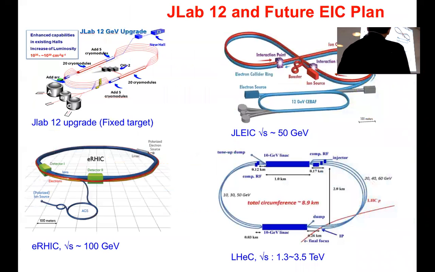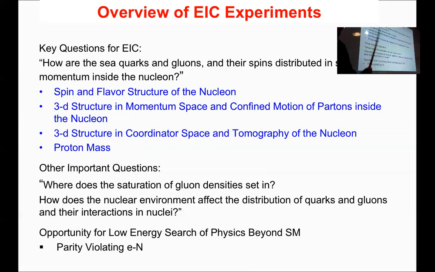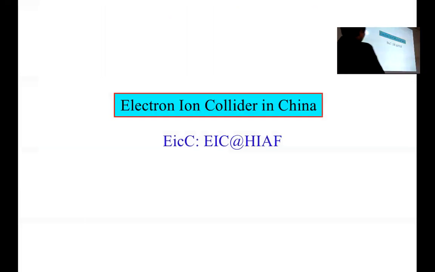So there are the ERICS and GeV versions, and of course there's a range centered around there. GeV is fixed target, and in the future there is also HIAF, which you will hear about tomorrow. So the physics questions are the spin, 3D structure, proton mass, and gluon saturation, and how the nuclear environment affects the PDF, how the interactions work in there, and also the opportunity to study physics beyond the Standard Model using parity violation. So I will focus on the China side.